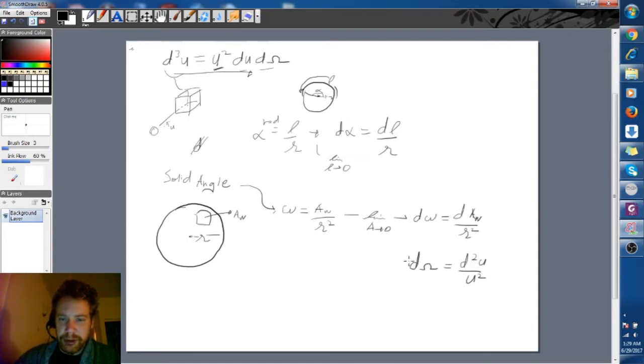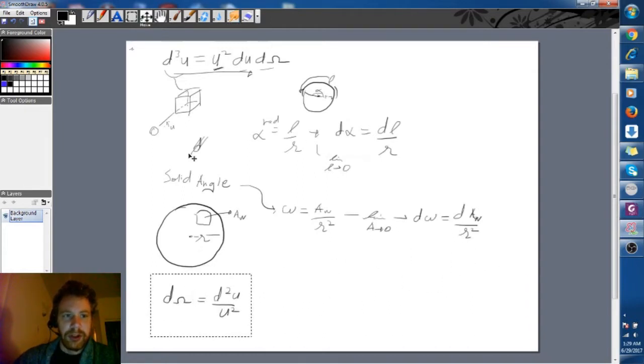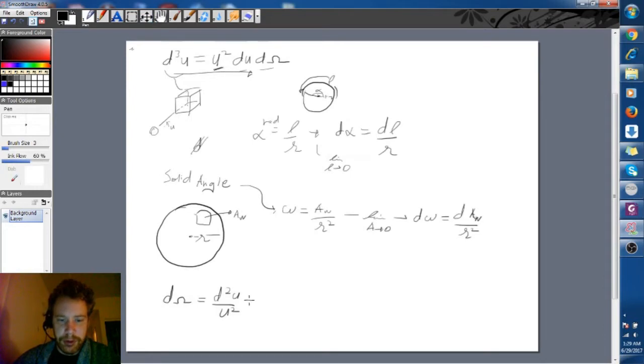So we can rearrange this guy. Go ahead and rearrange this. Just move this guy over here. Oops. We can take this guy and rearrange him. And we can say that u squared d omega is equal to d squared u. Okay?